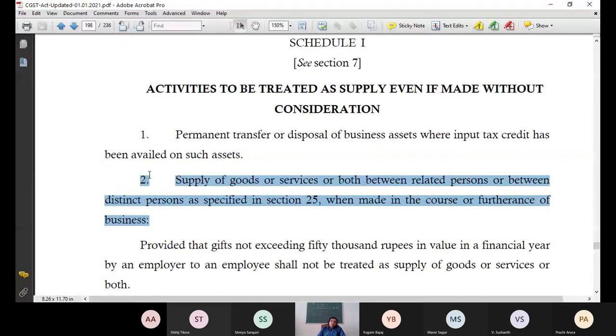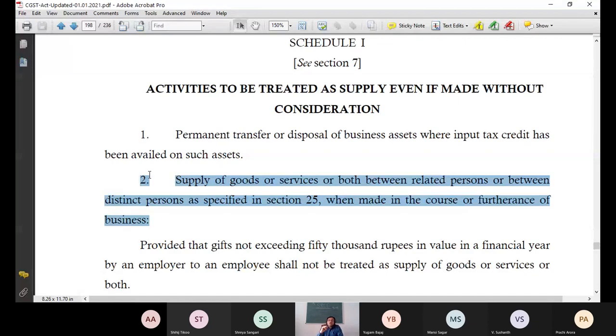When I was discussing section 25, which talks about the procedure of registration, in that section 25 there were subsection 4 and subsection 5. I discussed those subsections and I told you at that time that these will be used in the topic of supply or maybe at some other places also. So when this supply happens either between related persons or between distinct persons, what do I mean by distinct? That is written in section 25.